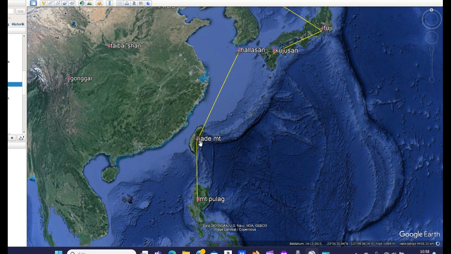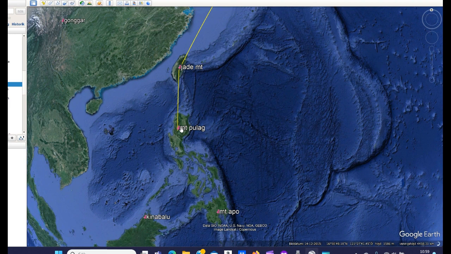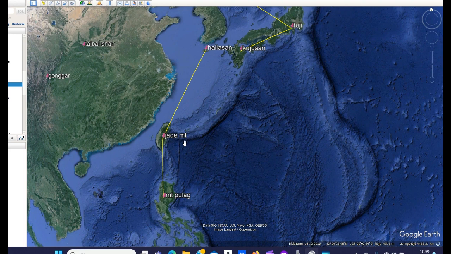Here we have 2 distances, and they are measured from Jade Mountain on this island, Taiwan. Jade Mountain is Taiwan's highest mountain, and it has a distance to Mount Hallasan on this island south of South Korea, which is South Korea's highest mountain. Then we have Jade Mountain to Mount Pulag on the large northern island of the Philippines, the highest mountain there and the second highest in all of the Philippines. And here we have the ratio. Jade Mountain to Mount Hallasan is 1 mile, while Jade Mountain to Mount Pulag is as 1 kilometer. Again, 1 mile and 1 kilometer. Very, very near exactly.